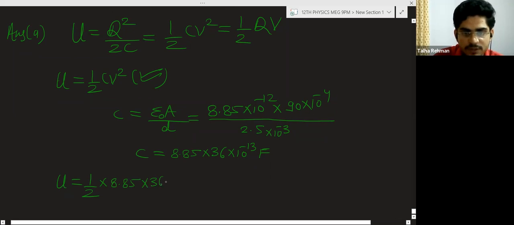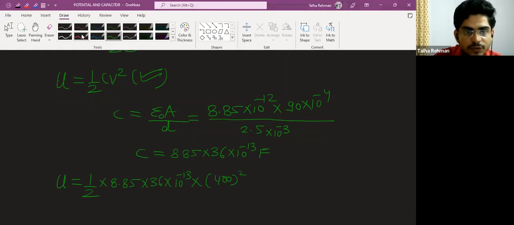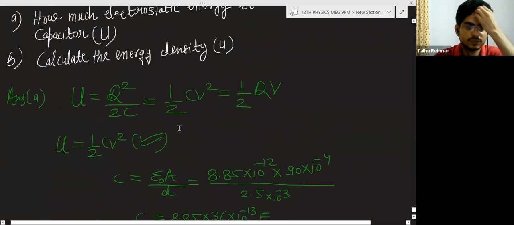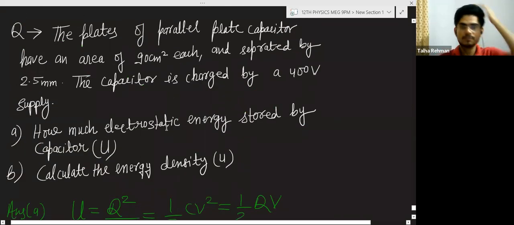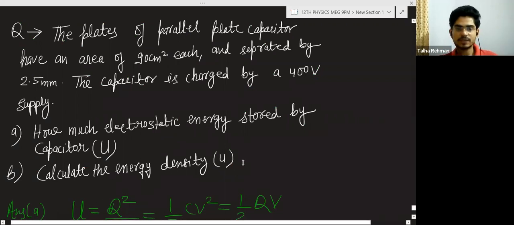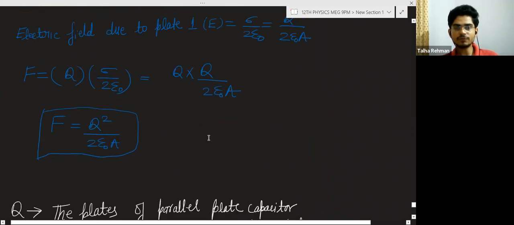8.85 into 36 into 10 to the power minus 13 into V square. What is V? 400 square. So this is the value of U, the electrostatic energy stored in the capacitor. You can calculate this. First question is solved. Now we have to calculate the energy density, and we have the formula for energy density.